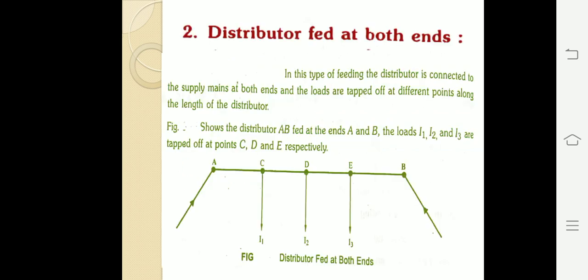Next, coming to the distributor fed at both ends. See, distributor fed at both ends. Fed at A, and it is fed at B. In this type of feeding, the distributor is connected to the supply at both ends, and the loads are tapped off at different points along the length of the distributor. The figure shows a distributor AB fed at ends A and B. The loads I1, I2 and I3 are tapped off at points C, D and E respectively.